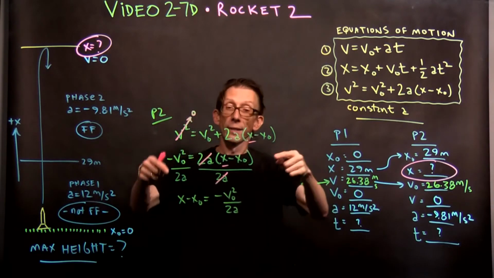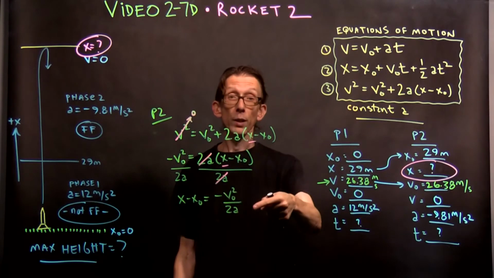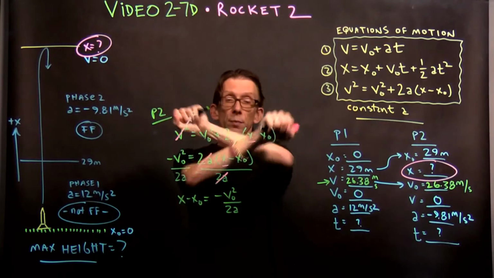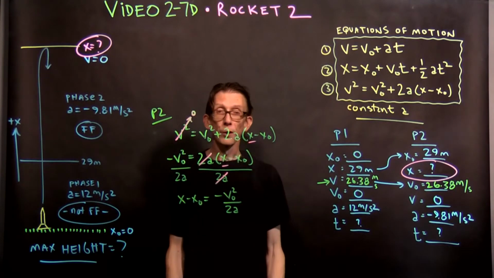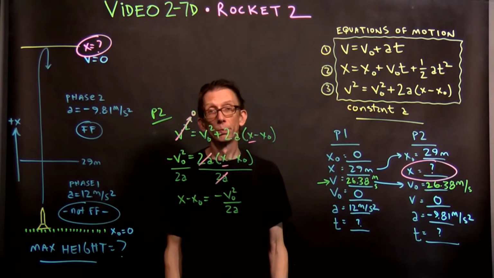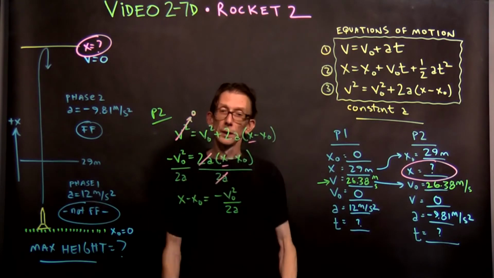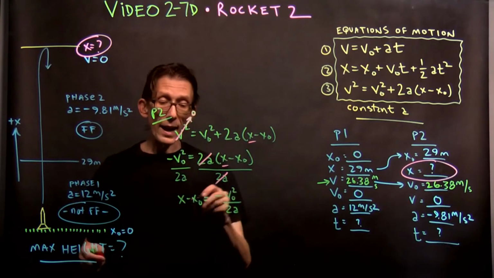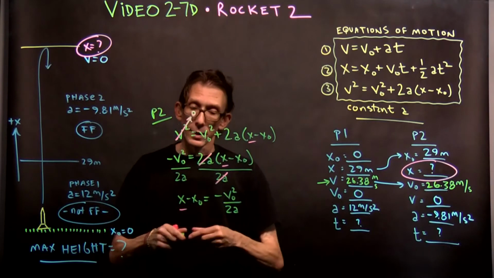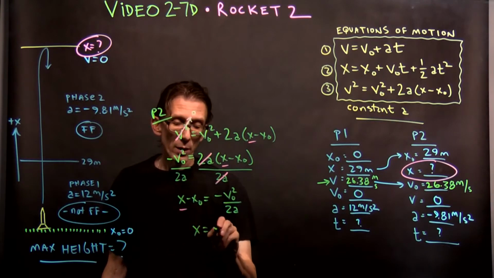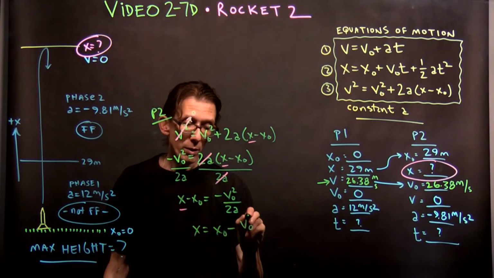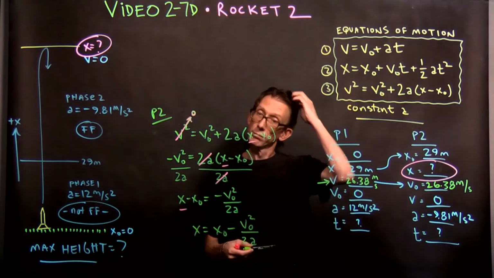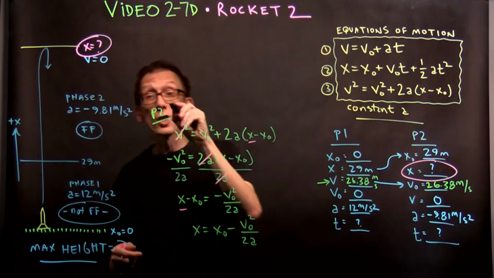All I did there in that last step is like saying if x equals y, then y equals x. All I've done is flip the 2. If 2 plus 2 is 4, then 4 equals 2 plus 2. I've just switched the 2 sides, that's all. And we're looking for x again, that's the quantity we're looking for, so we need to add x naught to both sides. So we get x equals x naught minus v naught squared over 2a. And remember, these are all phase 2 quantities.